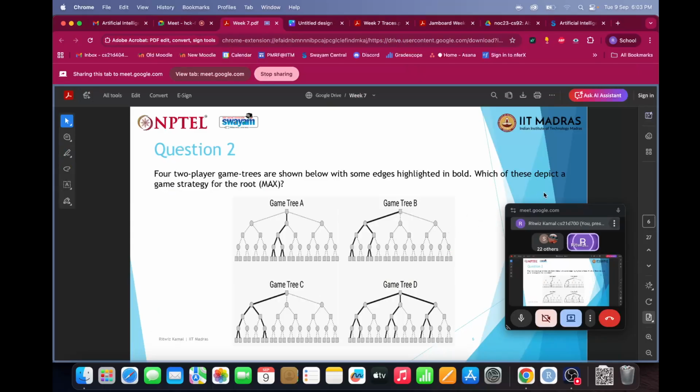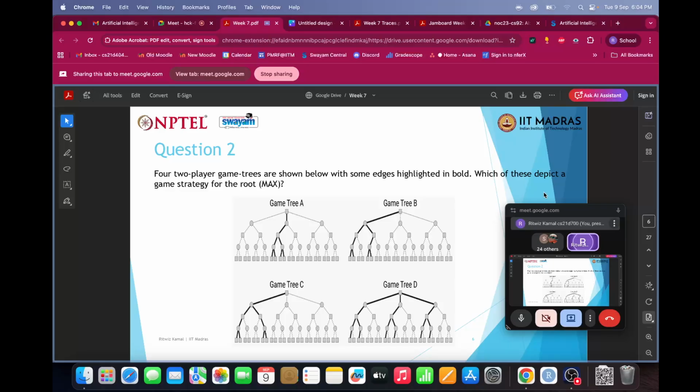Okay, moving on to question 2 for now. Here you are given 4 game trees, A, B, C, and D. These are 2-player game trees, and some edges are highlighted in bold that depict strategies. Which of these game trees depict a game strategy for the root node, which is a max node? Note that for all general purposes, we always assume that the root node is a max node, and there will be alternate layers of max nodes and min nodes.